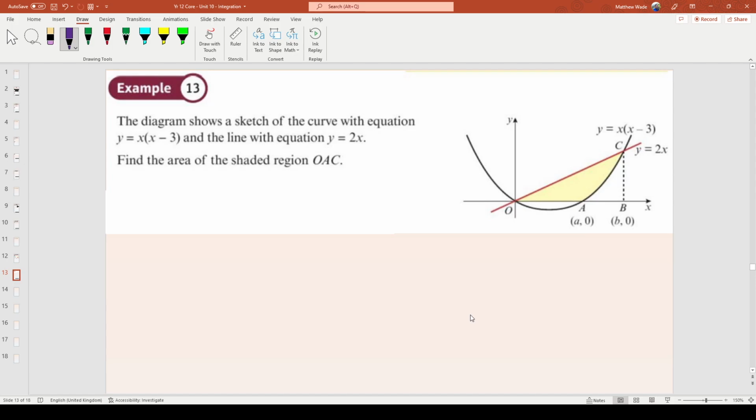Let's do it together. This one says, diagram shows the sketch of a curve with this as its equation. And the line with equation y equals 2x. So there's our picture done nicely for us. Find the area of the region OAC. Okay. Even if you've not paused, even if you're waiting for me to do it with you, can you see the two shapes? Can you see the triangle in the part of the curve that's going to be of interest to us? If I'm after that yellow area, can you figure it out? Have a little think.